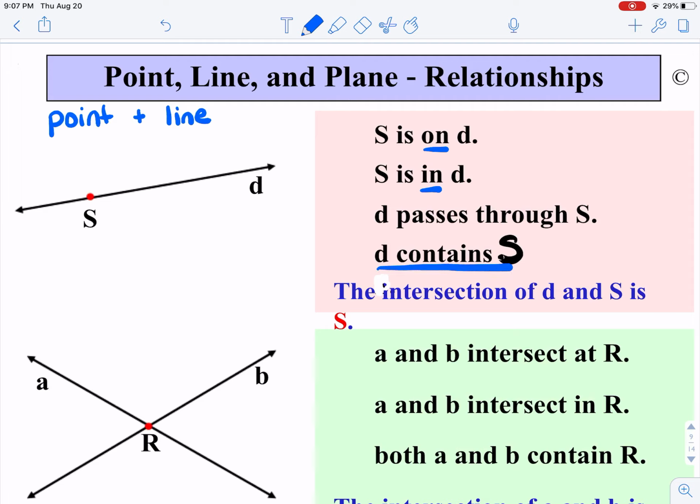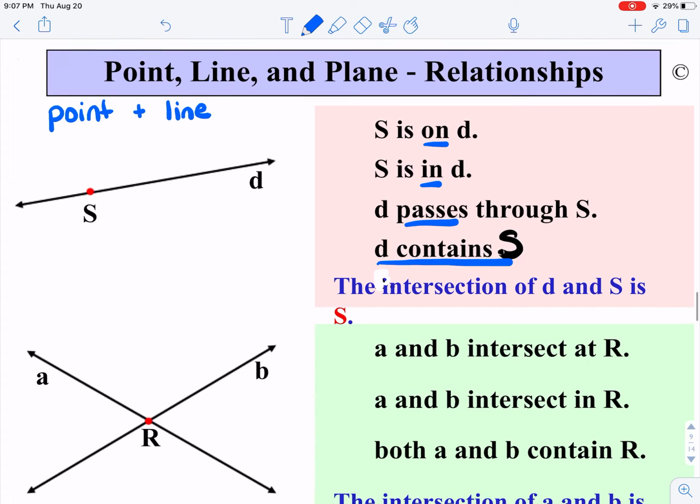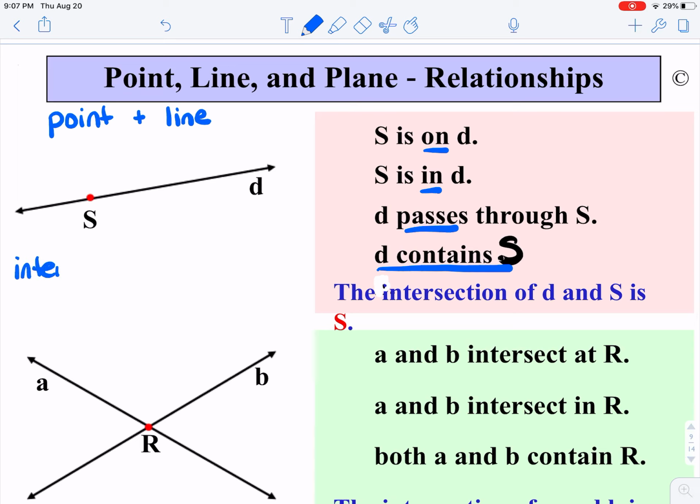So again, there's another way to consider it. You can also say that D passes through S. Those are all the same thing. You can also say that the intersection of D and S is S. A point and a line will always intersect at a point. That's important because as we go on to the next examples, not all intersections are points.